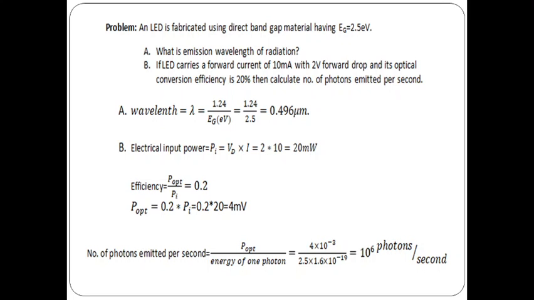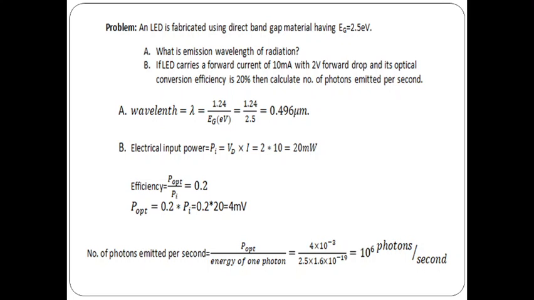Here the given data is energy gap is 2.5 electron volt, so we can calculate the wavelength. We know lambda equals 1.24 by the energy gap in electron volts, and the result will be in micrometers. So it is 1.24 by 2.5, which is 0.496 micrometers. Clear? This 0.496 micrometer wavelength indicates green color, a green LED.